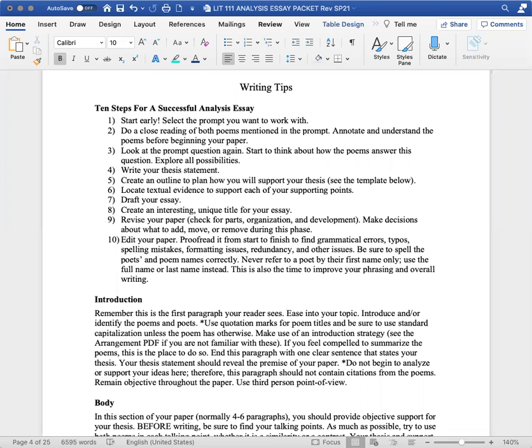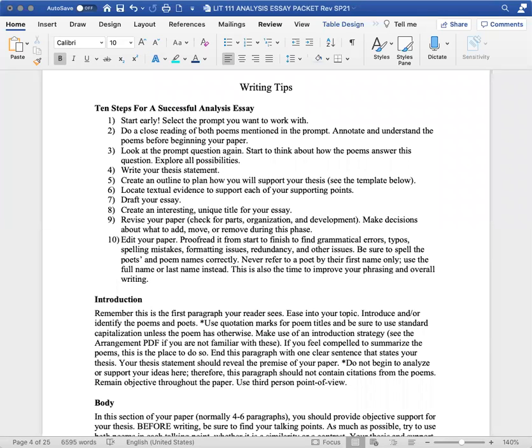Please make sure that you spell the poets' names and poem titles correctly. Never refer to a poet by their first name. Either use the full name or only the last name. But remember, this is a respect issue, and it's not just for poets, but all authors and people in general. Unless you know them on a first name basis, never use the first name.